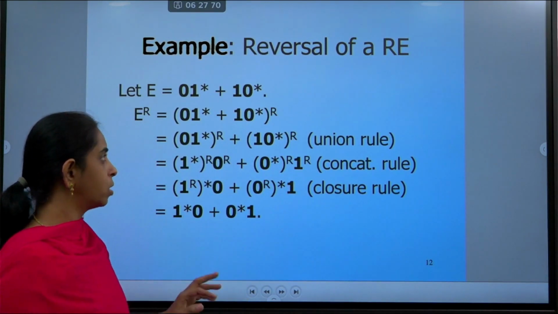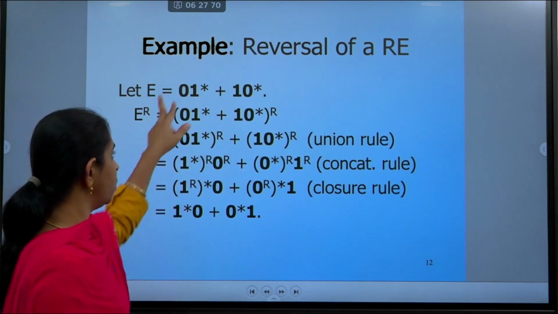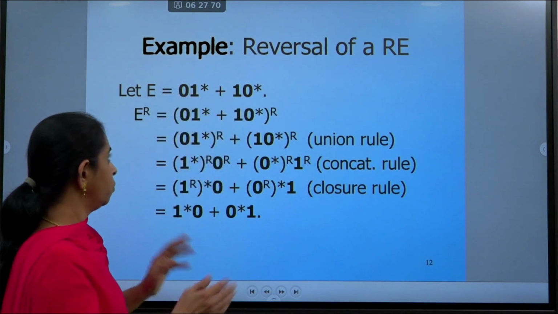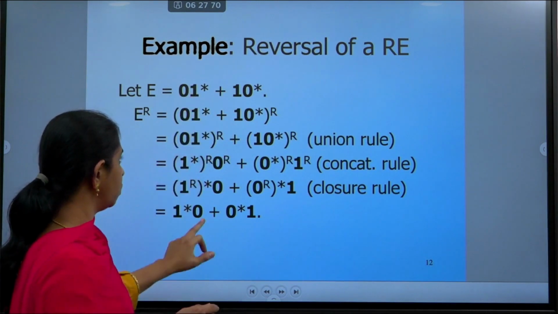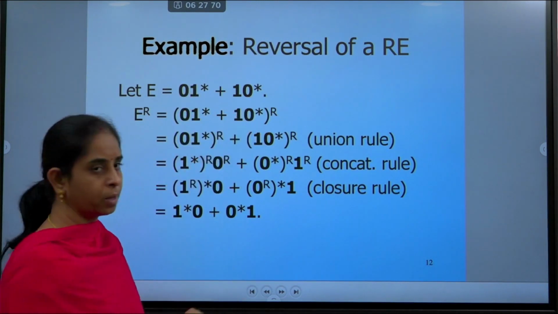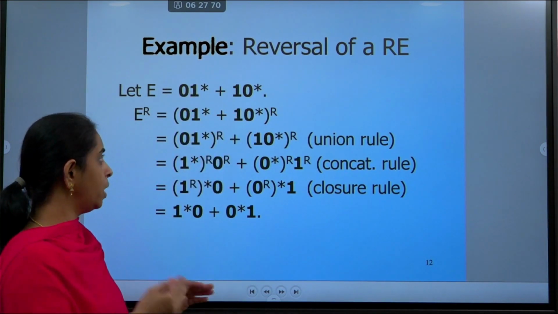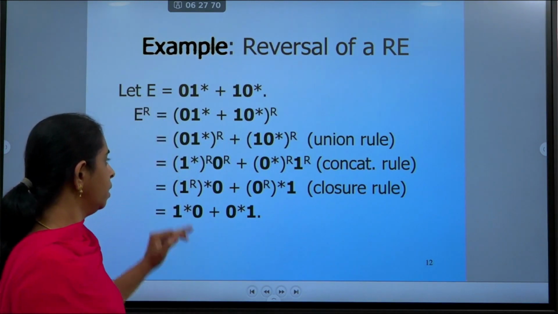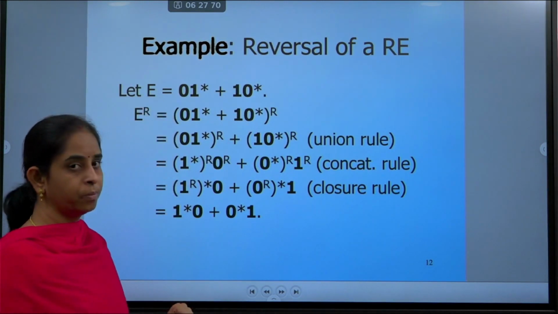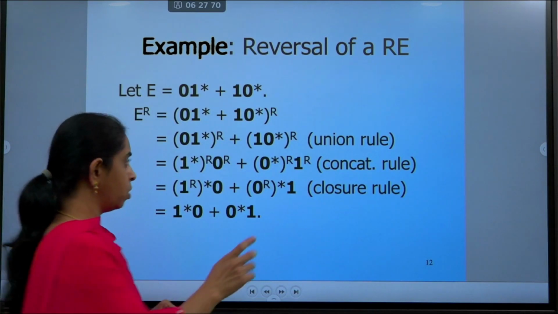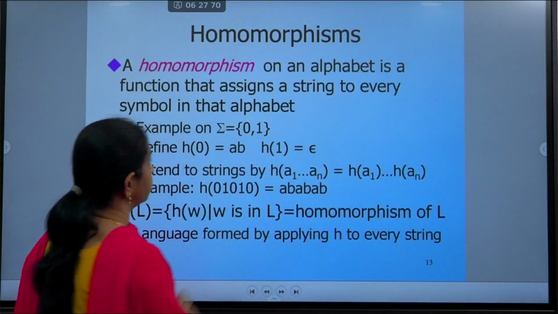Next, apply the closure rule. So for 0 1 star plus 1 0 star, we get the reversal 1 star 0 plus 0 star 1. That means we have taken the expression E and we have received E power R. So it is closed under the reversal operation also.